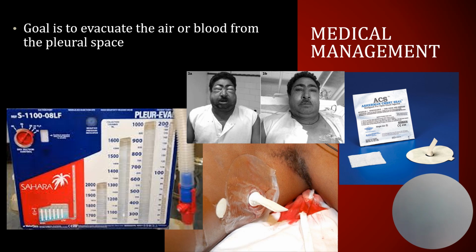Complications of pneumothorax, well, the tension pneumothorax. The other one is subcutaneous emphysema. This is where air is leaking into the tissues. And if you look at the picture in the middle of your screen, you see the significant facial edema on this gentleman. So it can cause edema where that air leak has occurred.